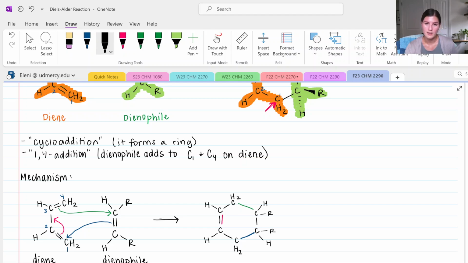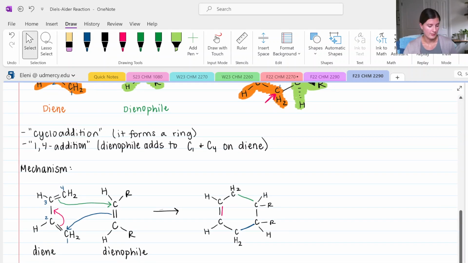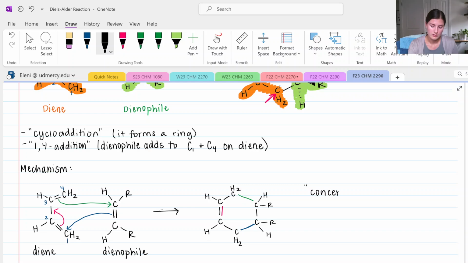And so this is that cyclic product that we have for the Diels Alder reaction. We also call this reaction concerted, which means it's a one-step reaction. In future videos, we'll talk about different R groups on dienes and dienophiles and how to predict which R groups are going to influence the reaction in different ways. But this is the simplest mechanism to describe the Diels Alder reaction.